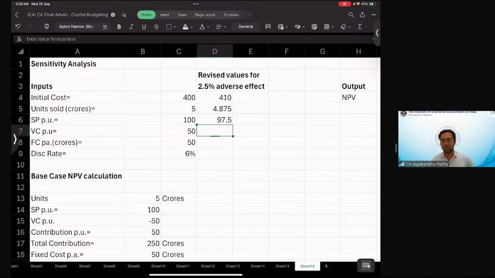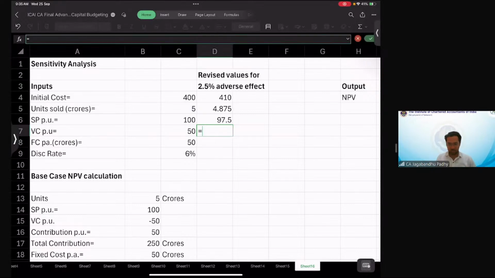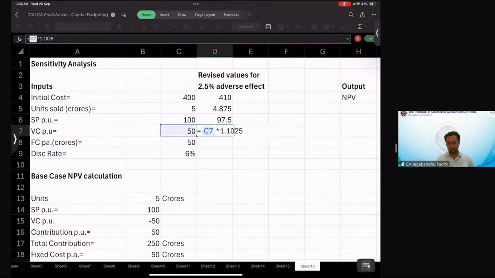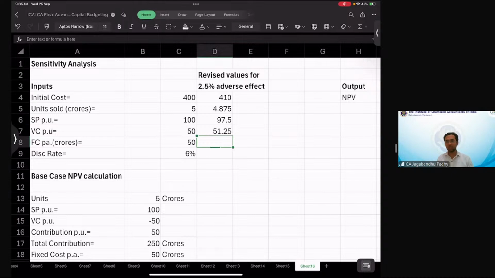Then what can you say about the variable cost impact? Impact on variable cost by 2.5% adverse. Should it increase or decrease? Increase. It will be 50 into 1.025. It will become 51.25.